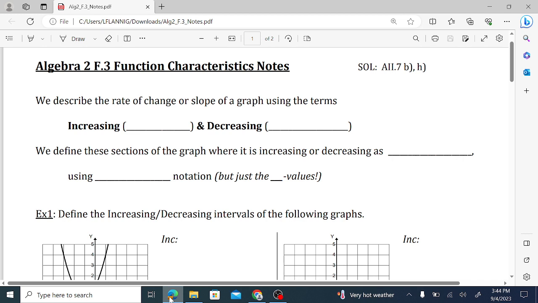We describe the rate of change for a slope of a graph using these terms, increasing and decreasing. Increasing is the idea of when you're going uphill on a graph. So uphill, and you could guess that decreasing would be downhill then. Write those in your notes. Remember, uphill from left to right. Remember, we're always going from left to right.